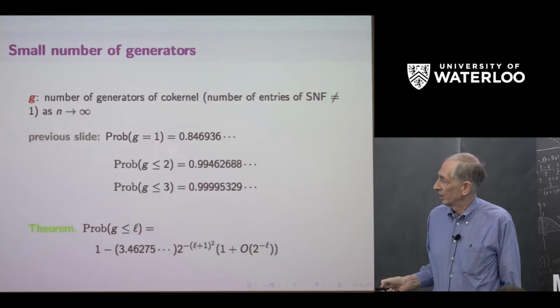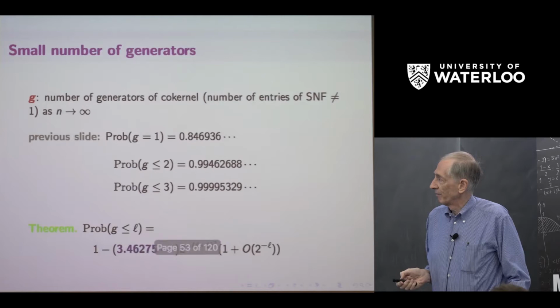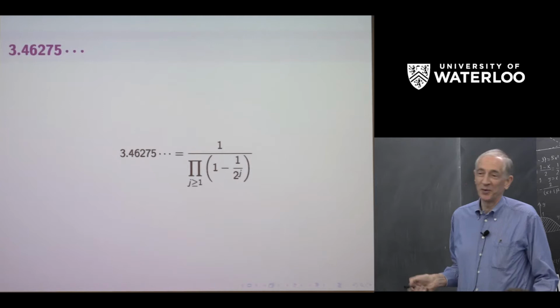Does anybody recognize this constant, 3.46275? It's this infinite product. And not very many people figure that out.